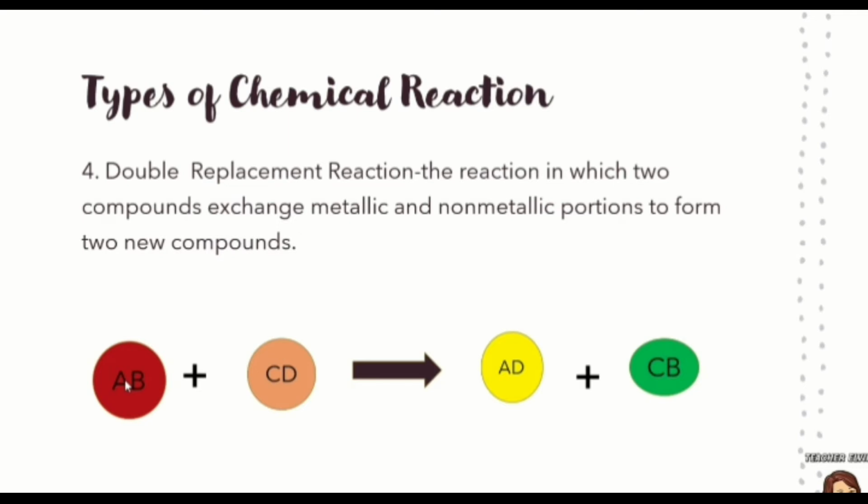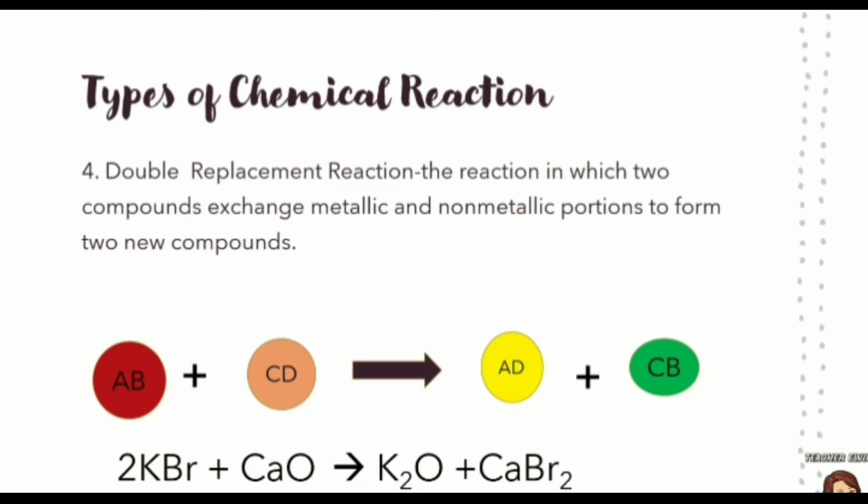Since A is a cation, it will combine with anion D. Now, C here is cation, so it will come first, followed by B, which is anion. So in a compound, the first element is always positive, then it will be followed with a negative element or anion. An example, potassium bromide plus calcium oxide, then it will produce potassium oxide and calcium bromide.